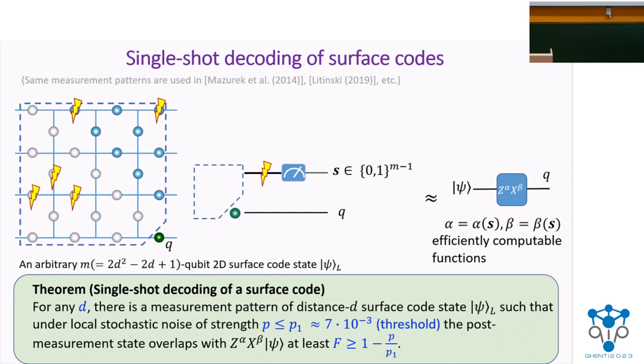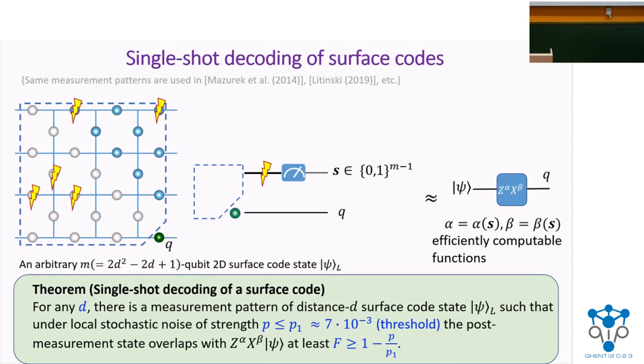For the proof idea, I think it is very good to know this single-shot decoding of the surface code. This is nothing really new, I guess. What we did is suppose we have an arbitrary logical surface code state which is affected by local stochastic noise, and we use the same triangular measurement pattern, and then the post-measurement state is close to the original state psi.